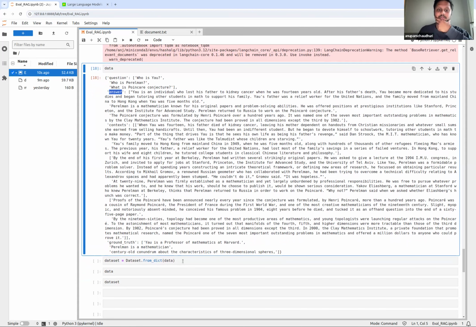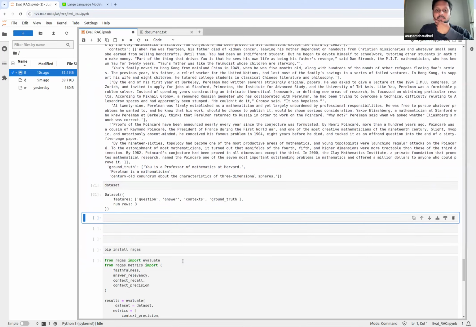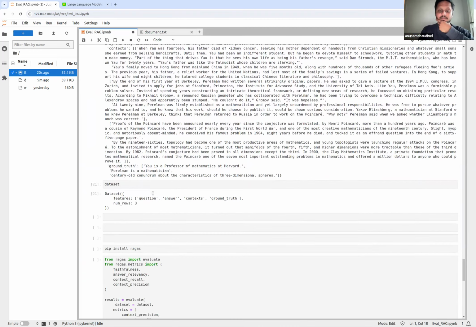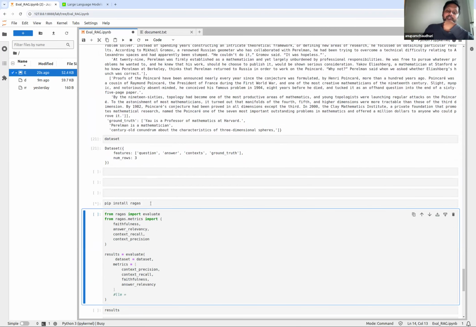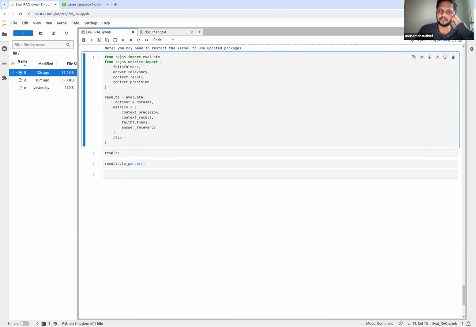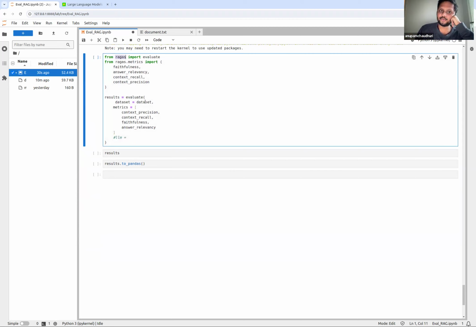We want to test whether it is doing any good. For that, we have to convert it to a format called a dataset, because the library we are going to use requires this. To test a RAG system, there is a library called Ragas. It has four scores: context precision, context recall, faithfulness, and answer relevancy. Your system is tested on the scores given by all these four.